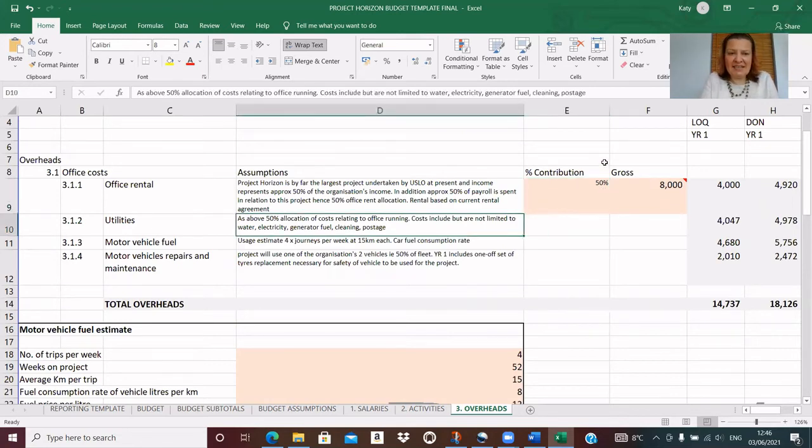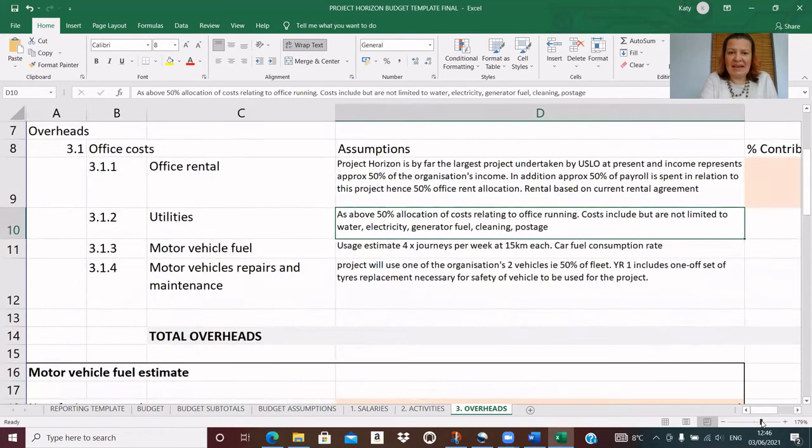So with utilities, I have said as above 50% allocation because it makes sense that all the overheads are going to be charged at the same rate. And I've said costs include, but are not limited to water, electricity, generator fuel, cleaning, postage. I perhaps could have added, and any costs essential to the successful delivery of the project, costs relating to health and safety, environment, etc. I perhaps could have been even more forceful with my justification there.